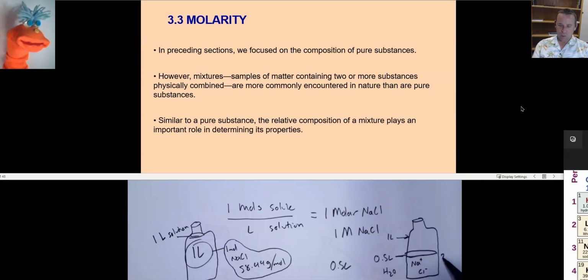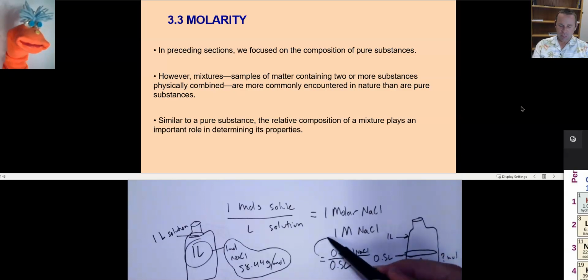How many moles of sodium chloride are in that half of a liter? Well, it's half as much, right? Because there was 1 mole in this whole thing, and I put half of it into here, so now there's a half a mole in there. So I have 0.5 moles of sodium chloride for every 0.5 liters. But the ratio still ends up being the same concentration. So molarity, or concentration of solute per liter of solution, is an intensive property. It doesn't matter how much of the material you have, its concentration is the same.